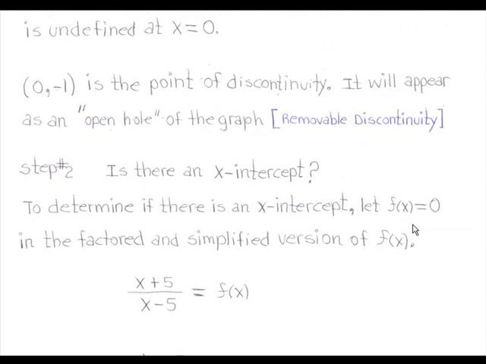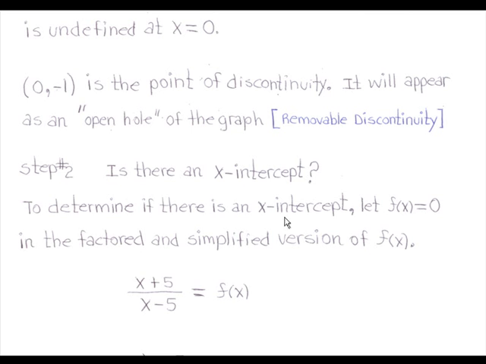Going on. Next step in graphing a function to getting the information that we need, is there an x-intercept? The next thing we want to know, does this graph cross the x-axis? So we've already discovered that the graph is going to cross the y-axis because we got a coordinate value. So now, is there an x-intercept? Well, what do we do?